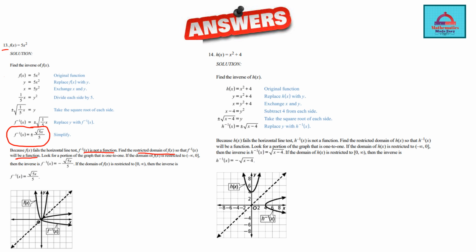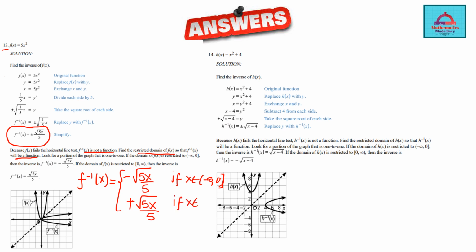So you restrict the domain. I am writing how you will restrict: f inverse of x is equal to minus square root of 5x over 5 if x lies between minus infinity to 0, close bracket, and it is plus square root of 5x over 5 if x lies between 0 to infinity. So this is how you restrict the domain.